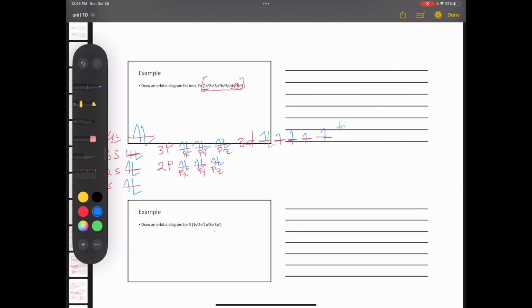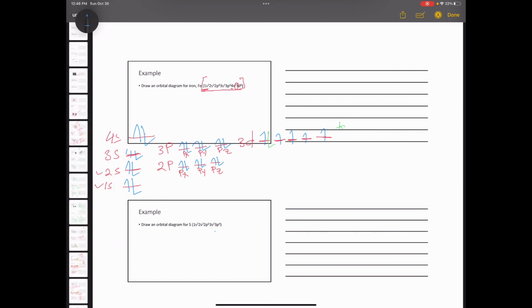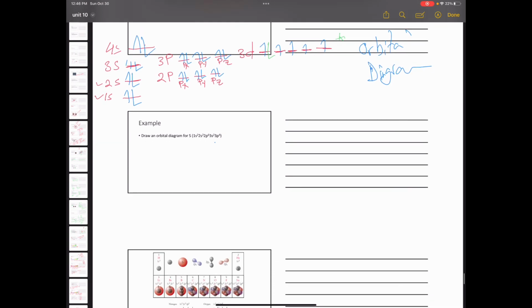One and 2. So this is the orbital diagram for iron. Let's do another practice for the orbital diagram. Now, let's do the orbital diagram for sulfur.